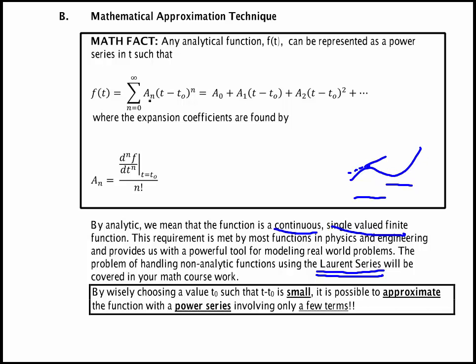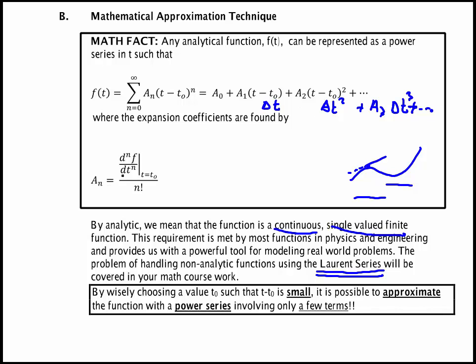And what we can do with that is we can write that as a function as we change the temperature: some constant plus some constant times delta T plus some constant times delta T squared plus some constant A3 delta T cubed, and so on and so forth. And math tells us that you can do that for any function that's analytic as long as you keep an infinite number of terms.